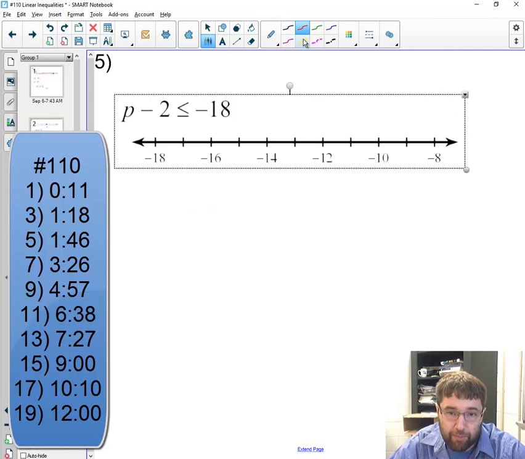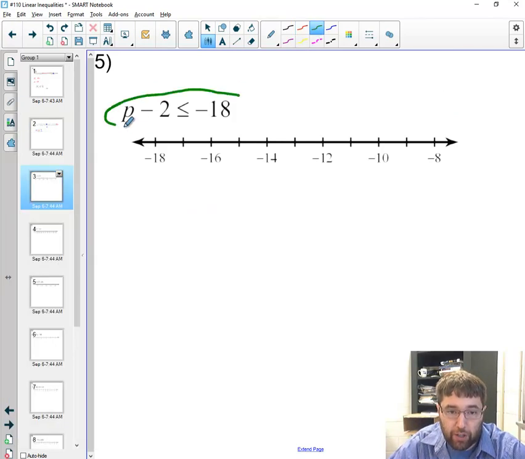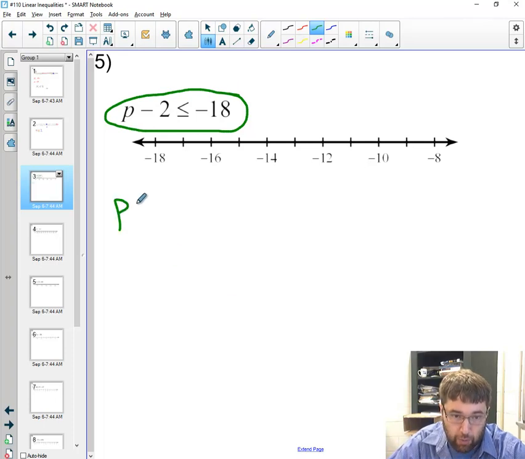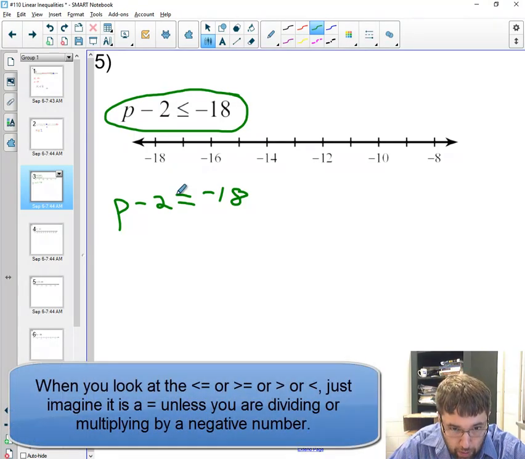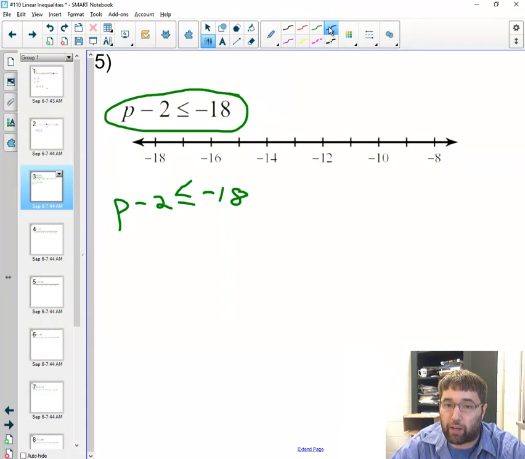Next one, number 5. What we have here is a two-step problem. I can treat this exactly like this. So p minus 2 equals negative 18. And now I need to solve for p and then figure things out. However, we have this special rule. We have to keep the inequality there. Because whenever we divide or multiply by a negative number, we have to flip the sign. So we circle the variable, take care of the hater. The hater right here is the 2. So I add 2 to both sides.